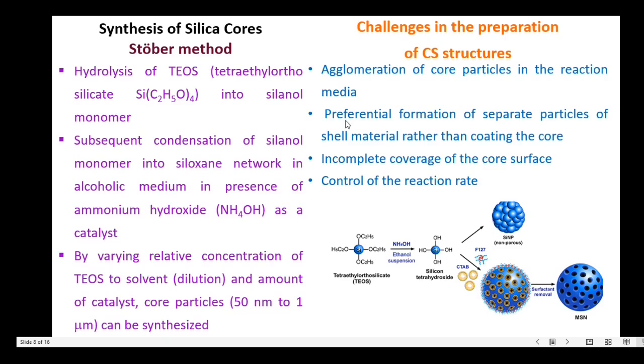A very important challenge is the preferential formation of separate particles of shell material. That is, the shell material tries to grow as a separate particle rather than coating the core. This can be eliminated by using the bottom-up approach, which helps to get a uniform layer of shell thickness. Sometimes a hybrid approach is used, that is, for the preparation of the core material a top-down approach is used, and for the preparation of the shell material with the desired thickness the bottom-up approach is used. These are the challenges in the preparation of core-shell nanostructures.